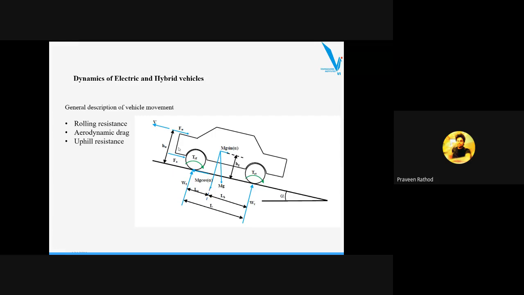It depends on the direction of motion, in which direction the vehicle is moving. According to that, we are going to take. So here you can see in this figure, rolling resistance is one of the important parameters. Aerodynamic drag, when it is uphill resistance, whenever it is moving in the upward direction, makes a very important role. Okay, the forces acting on the vehicle which is moving up.